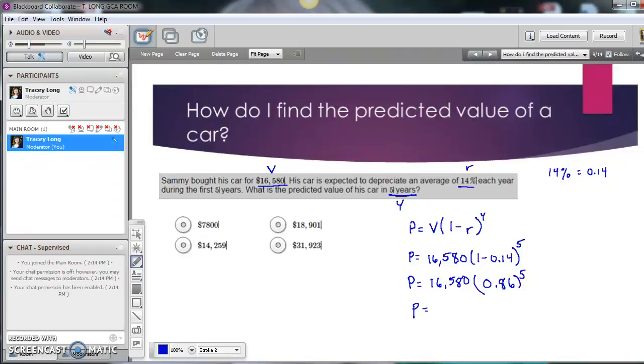And I find, oh boy, he's going to lose some money on this one. His car is going to be worth approximately, and I'm rounding here, I'm rounding to the nearest hundred, it's going to be worth approximately $7,800 in 5 years. So cars are not an investment. They go down in value. They depreciate.